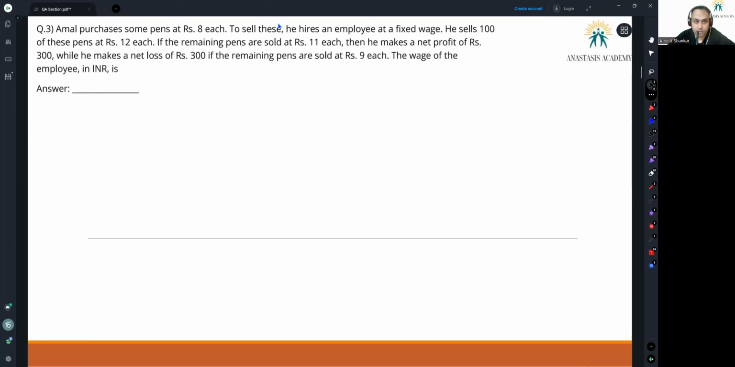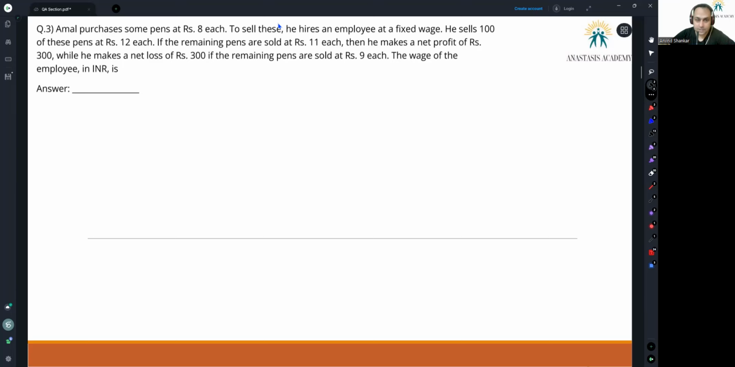Okay. Next one. Amal purchases some pens at rupees 8 each. To sell these, he hires an employee at a fixed wage. He sells 100 of these pens at rupees 12 each. If the remaining pens are sold at rupees 11 each, then he makes a net profit of rupees 300, while he makes a net loss of rupees 300 if the remaining pens are sold at rupees 9 each. The wage of the employee in INR is?